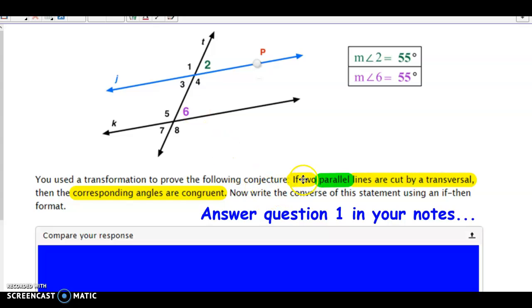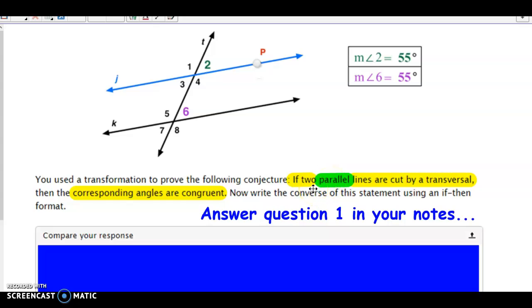So yesterday we wrote a theorem called the corresponding angles theorem, and it states if two parallel lines are cut by a transversal, then the corresponding angles are congruent. Now remember, if you don't have parallel lines, you still have corresponding angles. It's just they don't have the relationship of being congruent if the lines are not parallel.